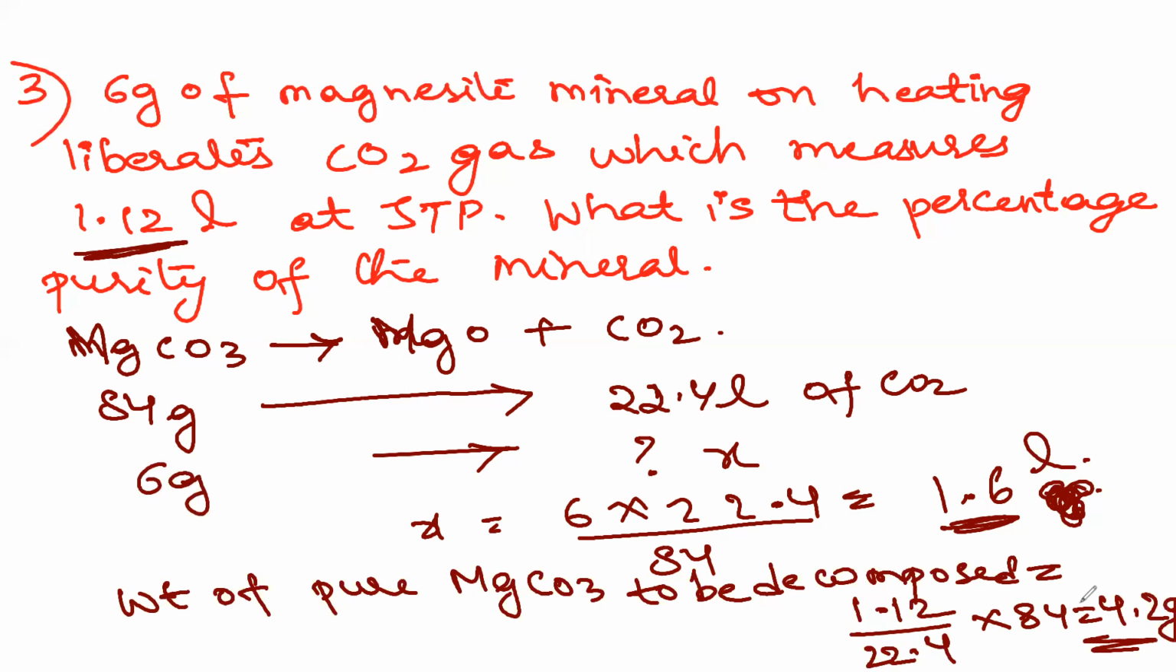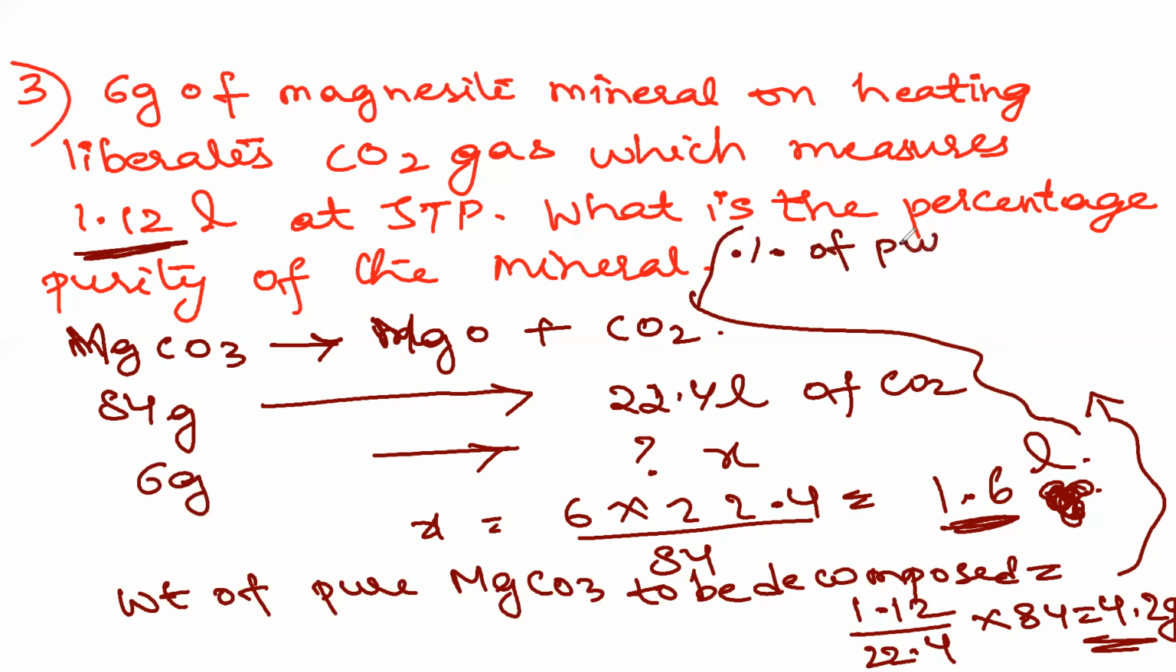So here you can see this step. The weight of pure magnesium carbonate to be decomposed to produce 1.12 liters is 4.2 grams. But actually we have taken 6 grams. So percentage of purity is equal to 4.2 divided by the total weight, that is 6, into 100, which is coming around 70%.